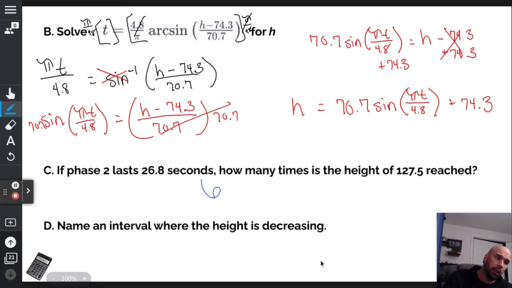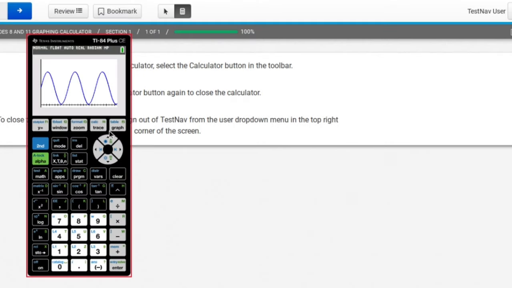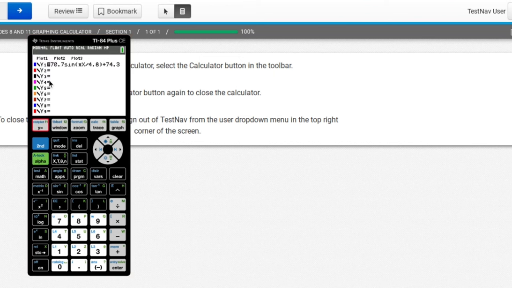Name an interval where the height is decreasing. So let's go to my calculator and find that out. To find a decreasing interval, I got rid of the other part that I was dealing with. What I want to do is find one of these: from here to here, or from here to here. Let's do the first one because why not? Second calc, maximum will allow me to find where it begins decreasing. So let's move to the left just a little bit, hit enter. Move to the right a little bit, hit enter, and by hitting enter again, it gives me a maximum value of 2.4. Now it starts decreasing here up until we hit that minimum value.